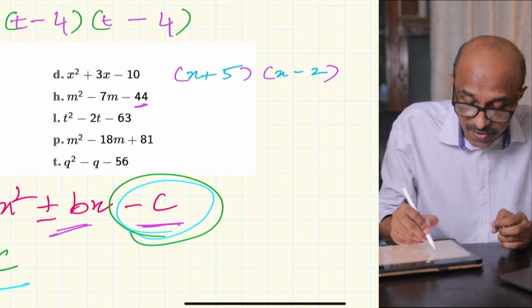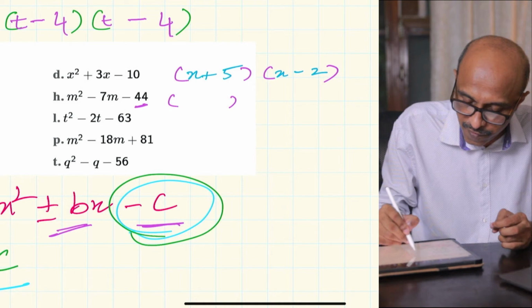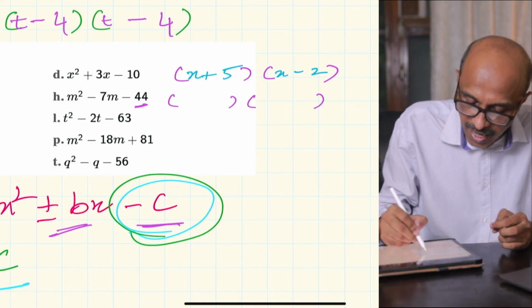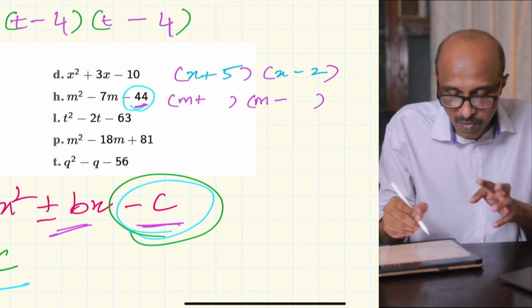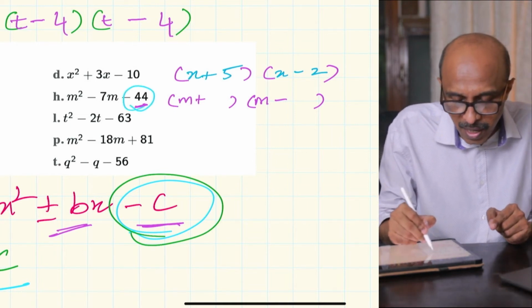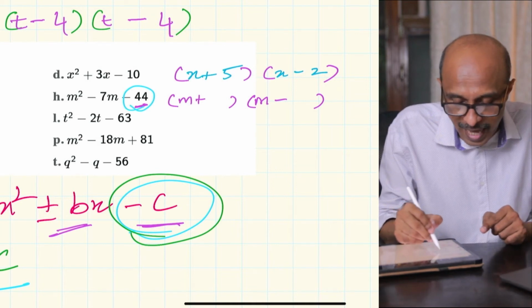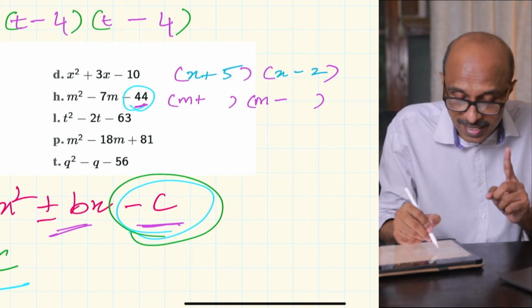That's 44 with a negative sign. c is negative, so your two factors should have two different signs. This is in m, so it will be m plus and m minus. The factors of 44: you can think of 2 times 22, but that's not going to add up to 7. But 4 times 11 is 44, and that can add up to 7. But remember the signs.